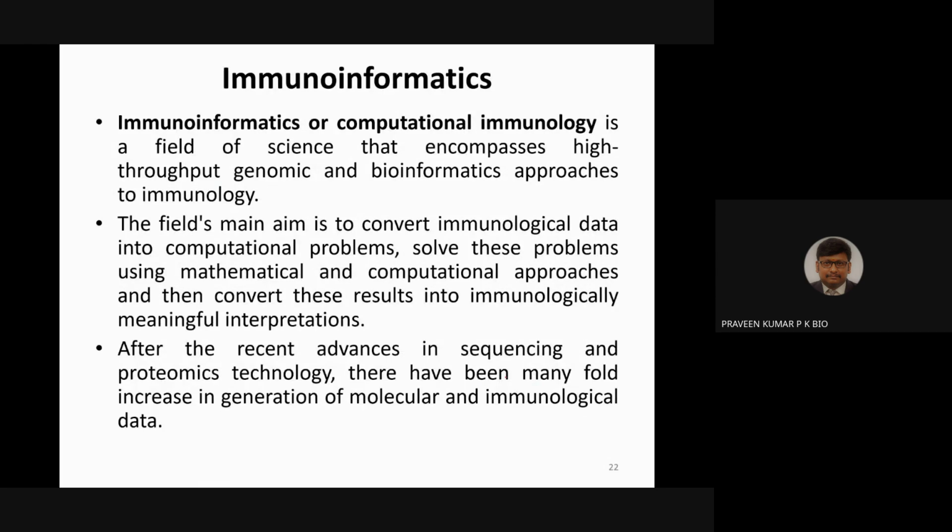So till now we have discussed chemoinformatics databases and chemoinformatics tools, and how to use them. Okay, now let me take you to immunoinformatics. What is immunoinformatics? Immunoinformatics, also called computational immunology, is a field of science that encompasses high throughput genomic and bioinformatics approaches to immunology. So, if you want to work on immunoinformatics, one should have essential knowledge of the basics of immunology. Then you will be able to interpret the results.